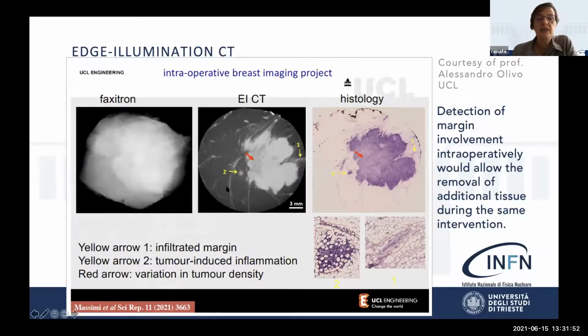Okay, if this image can be acquired during the intervention, it could be very important information for the medical doctor. So this is the state of the research, to the best of my knowledge, in edge-illumination CT for clinical application.